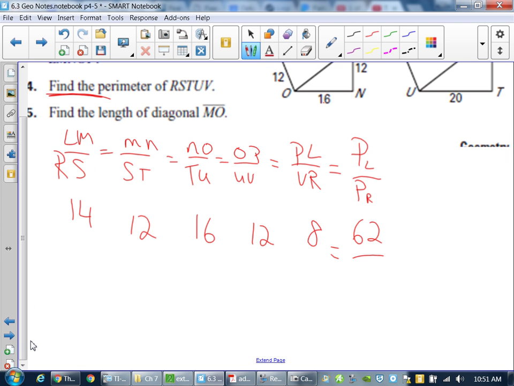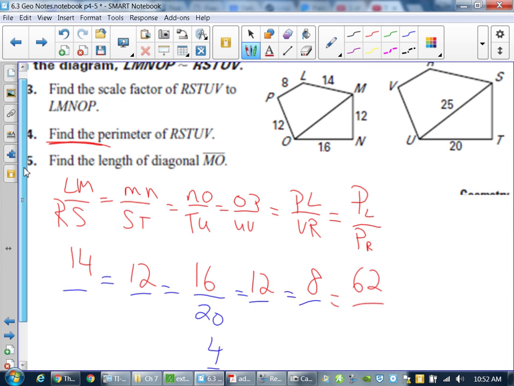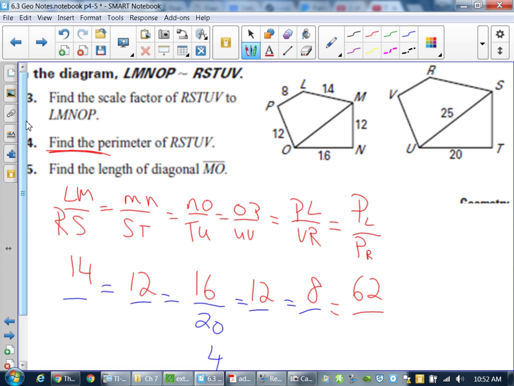Now, we know one of them. We knew that TU was 20. So you can do one of 2 things. You could find each of those other 4 side lengths, but since it doesn't say to do that, don't. Use the scale factor to find the perimeter. What's the scale factor going from left to right? Yeah, the scale factor from right to left is 5/4. Left to right is 4/5. And then you're right. The question asks you going from right to left, so my answer would have been 5/4.